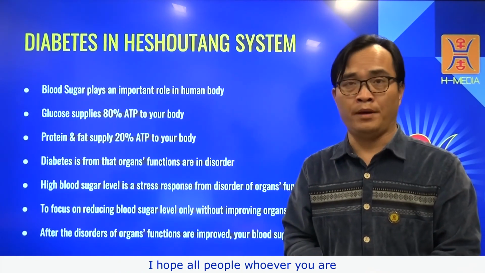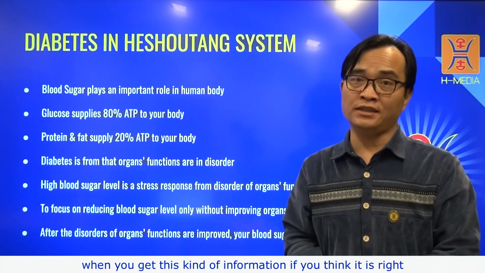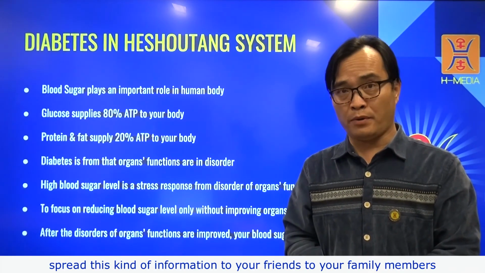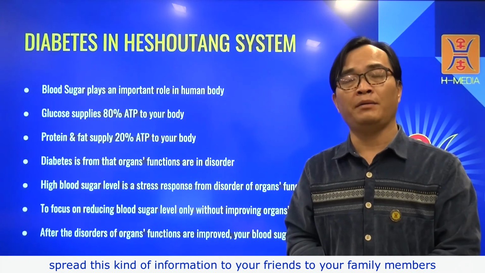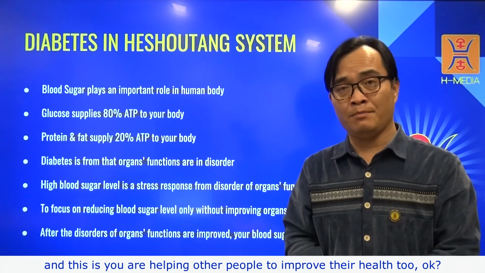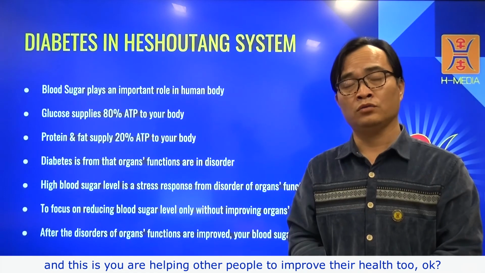I hope all people, whoever you are, when you get this kind of information, if you think it is right, spread it to your friends and your family members. This is you helping other people to improve their health too.